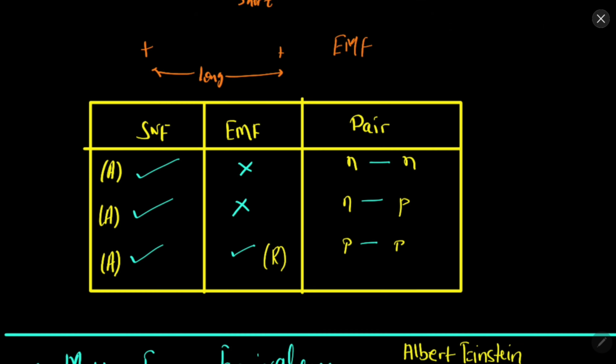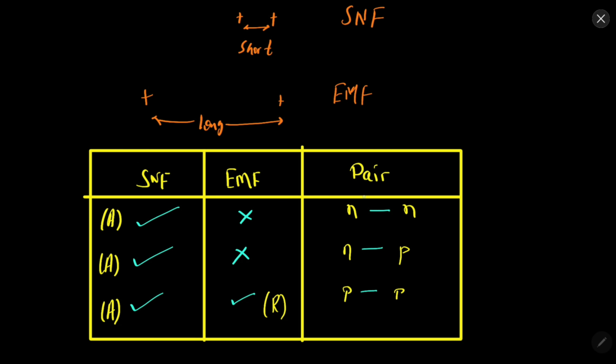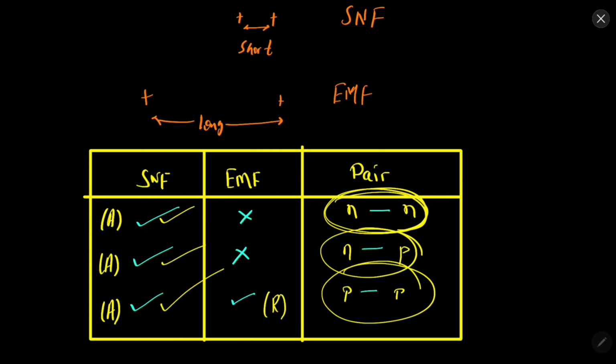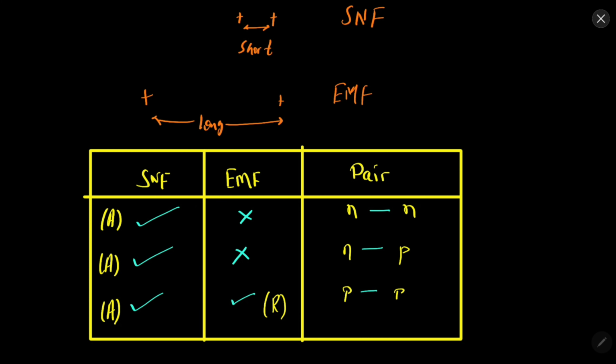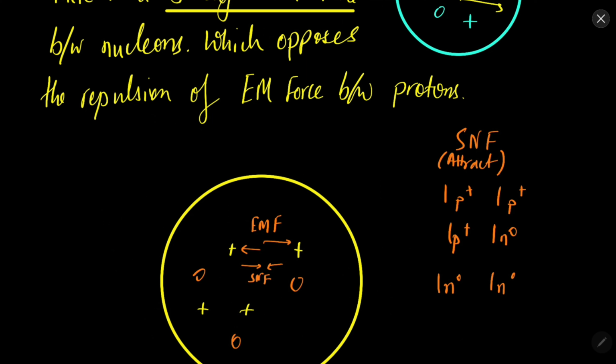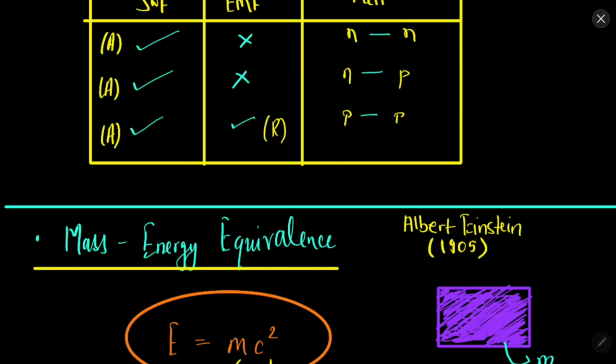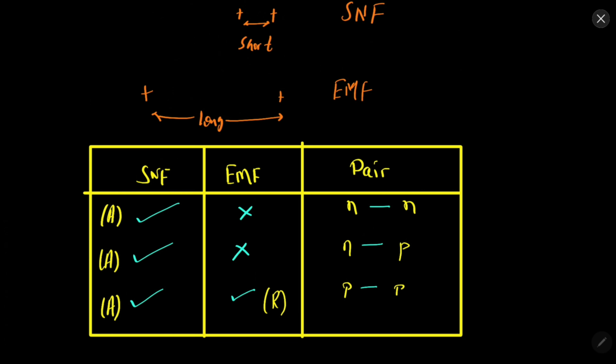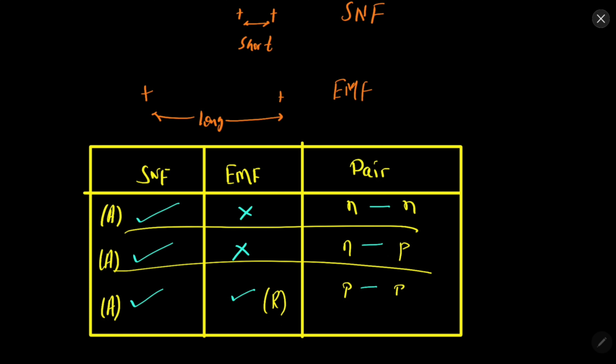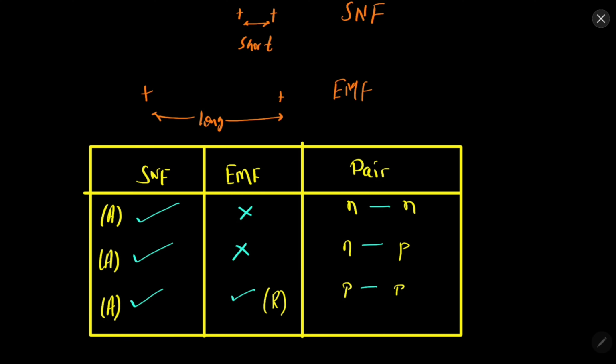Now remember, the strong nuclear force can act between two neutrons, between a neutron and a proton, and between two protons. But the electromagnetic force cannot act between two neutrons or between one neutron and one proton. It can only act between two protons, or if we were considering electrons, then electrons also, but as we are talking about the nucleus, we are not discussing electrons. So the electromagnetic force only acts between protons, but the strong nuclear force acts between neutron pairs, neutron-proton pairs, and proton pairs.